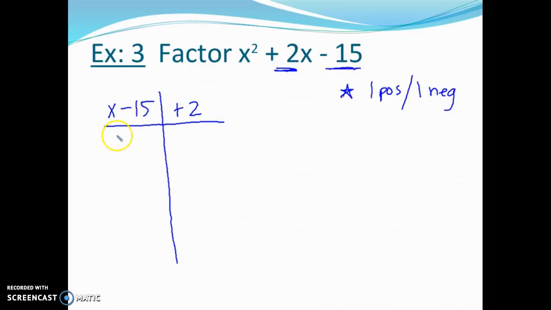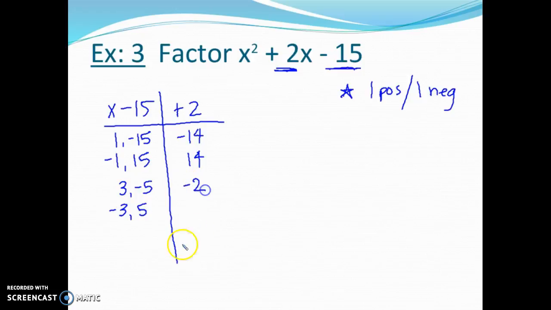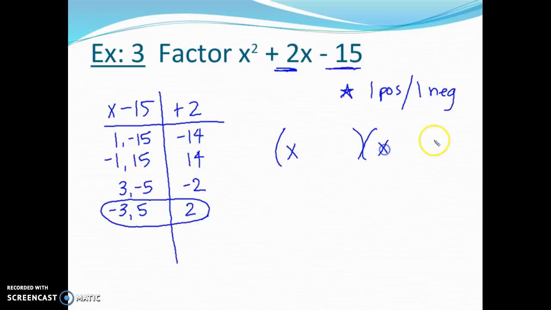I'm going to start in order. So I've got a 1 and a negative 15, as well as a negative 1 and positive 15. That's going to give me a negative 14. And this one's going to give me a positive 14. Either one of those are not 2. 2 doesn't go into 15. 3 goes into 15. So I've got 3 and negative 5, or negative 3, positive 5. 3 plus negative 5 is negative 2. Negative 3 plus 5 is positive 2. So those are the numbers that I want to use. So go to my parentheses, plug in my x, and I have a negative 3 and positive 5.